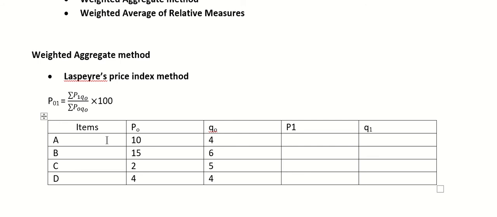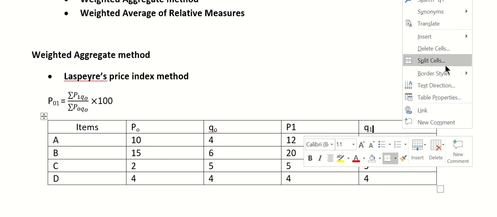Here we have P1, prices of current year. These are 12, 20, 5, and 4. And Q1, quantities of current year, are 6, 4, 3, and 4. So this is the information given to us, and we have to create index numbers as per last year's price index method. So according to this formula, we have to calculate P1 Q naught and P naught Q naught. So I'll just add on columns here.